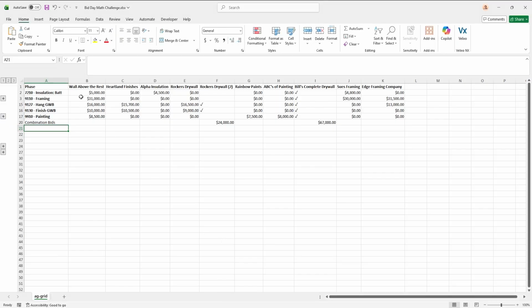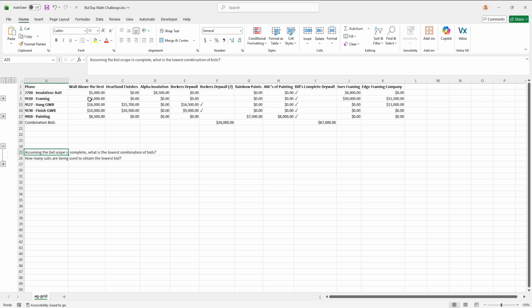Basically what we've got going on here is I've got 10 subs going across the top. I've got 5 scopes of work that I want to compare for completeness. So what I would like you to do is pause the video and take a few minutes to answer these questions. Assuming that all these bids were complete, what's the low combination of these bids? How many different subs are you using to obtain that low bid?